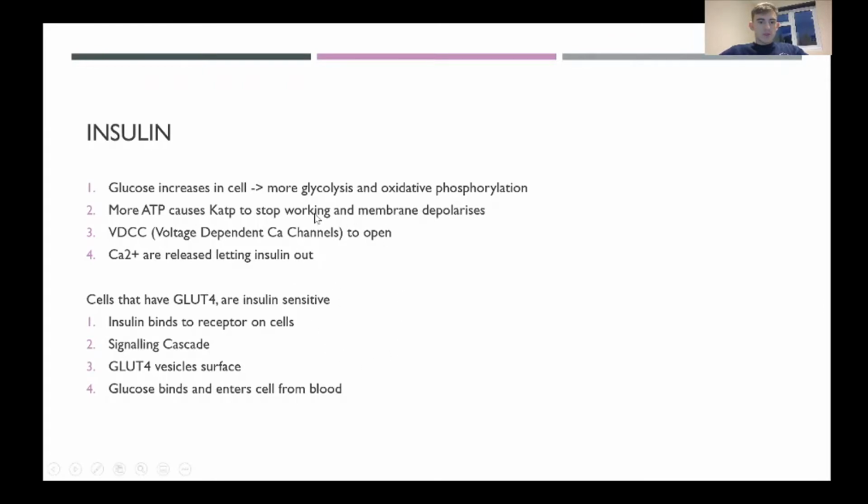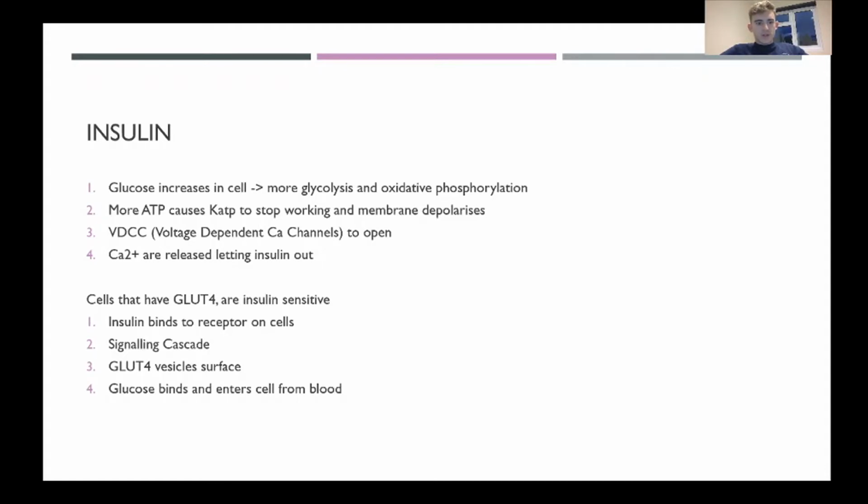So what happens when glucose enters the cell and glucose concentration increases? How does the body deal with that? In the cell, glucose concentration will increase. Therefore, more glycolysis and oxidative phosphorylation will occur to deal with this glucose and use it up. This means more ATP, which will cause the potassium ATP channels in the cell membrane to stop working, and therefore the membrane will depolarize.